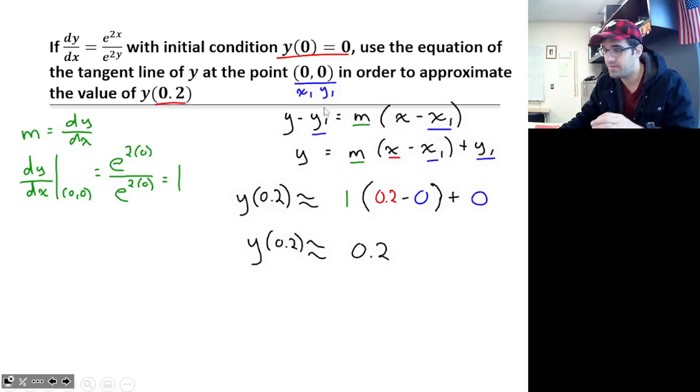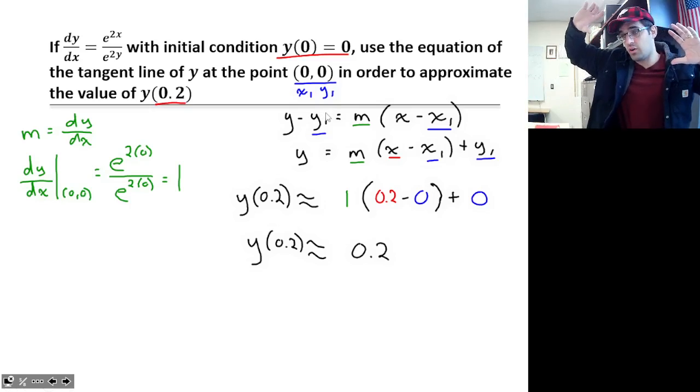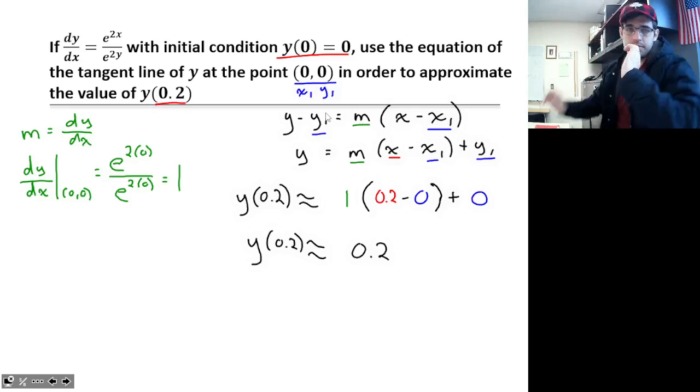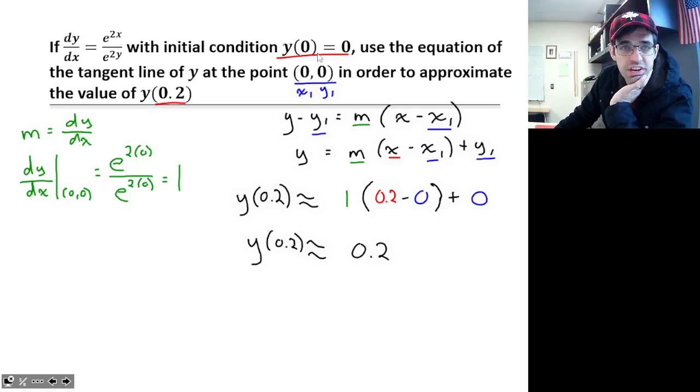So if I want to find the equation of the tangent line at x equals 0, I can set that up using our initial condition and our slope. If our initial condition is 0, 0, then x1 is 0, y1 is 0. And then I can take that 0, 0 and plug it into our derivative equation to find the slope of the tangent line at that initial condition point.